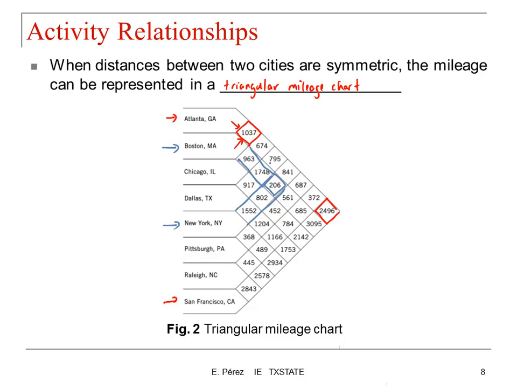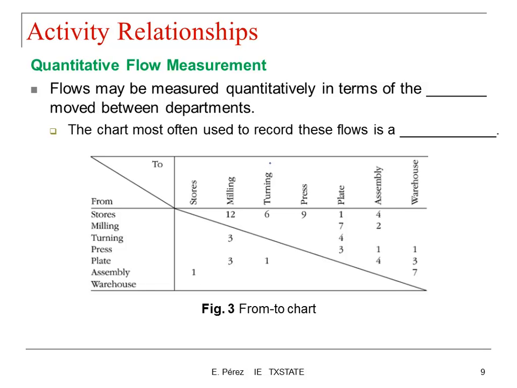So let's look at the quantitative flow measurements. Again, this flow may be measured quantitatively in terms of the amount moved between departments. And the chart that is most often used to record this type of flow is called a from-to chart. So what we have here is an example. Now we have different departments of the facility: stores, milling, turning, press, fleet, assembly, and warehouse. And we have the same departments here. We put them in the column and the first row. And now we're going to measure the amount that is moved between these departments.